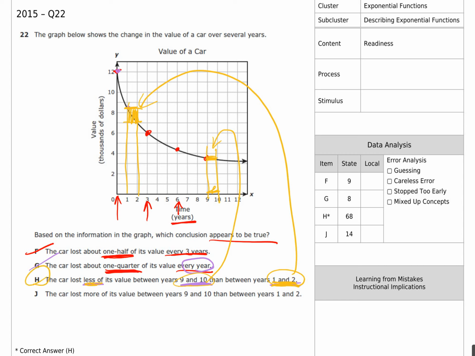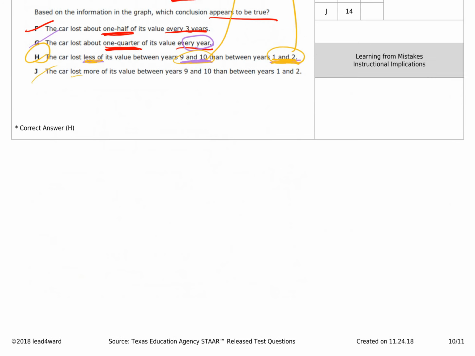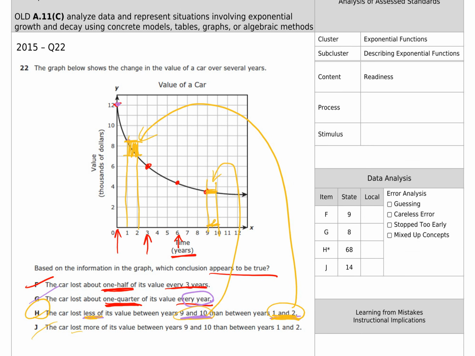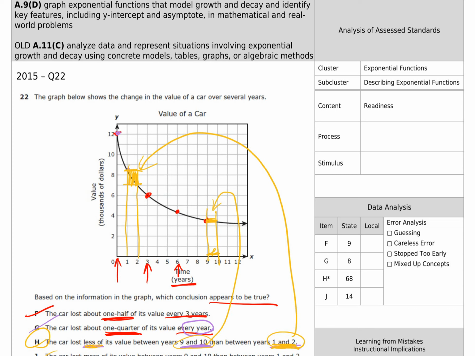H is correct, and we see J is the opposite of it, so it's certainly not true. The answer is H. All right, that is taking a look at exponential function graphs. Good luck.